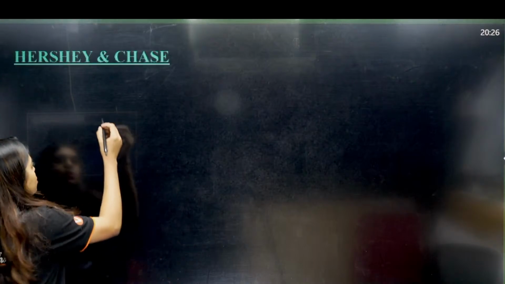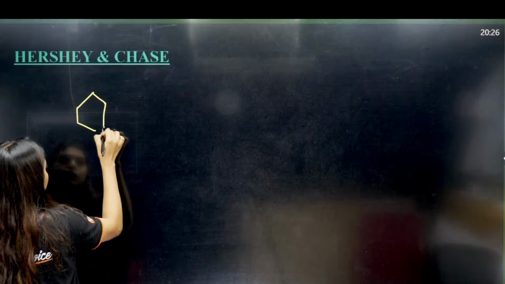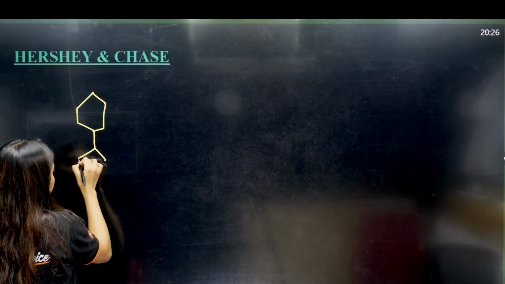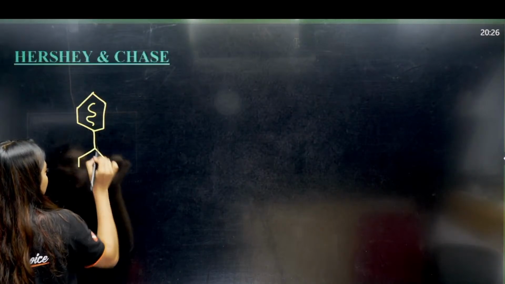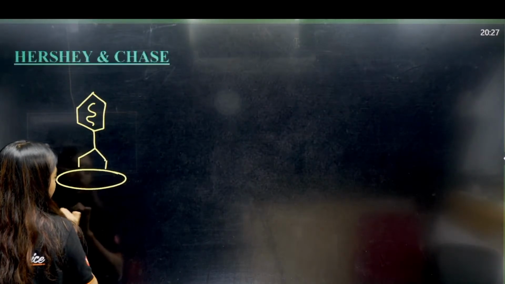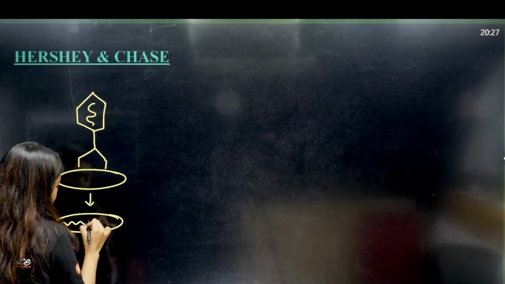Okay, very simple, students. So, what did they do? They took a bacteriophage. Inside the bacteriophage, genetic material was there. So when it is going to infect a cell, the next thing that it's going to do is release the genetic material inside the cell.